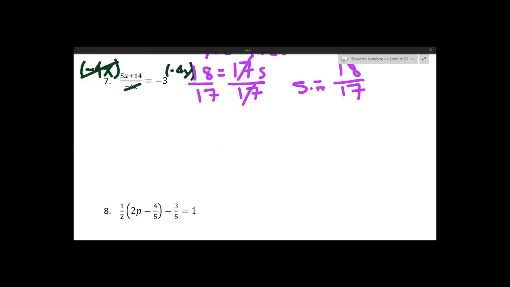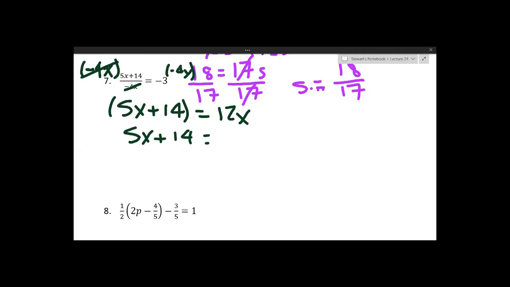So that we have the quantity 5x plus 14 is equal to negative 3 times negative 4x, which would be a positive 12x. Now, we don't have to multiply or divide by anything else in terms of the left-hand side, so we can drop the parentheses. We just have 5x plus 14 is 12x.